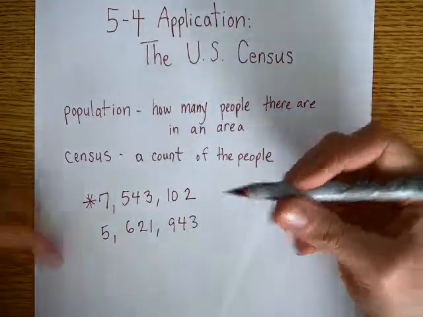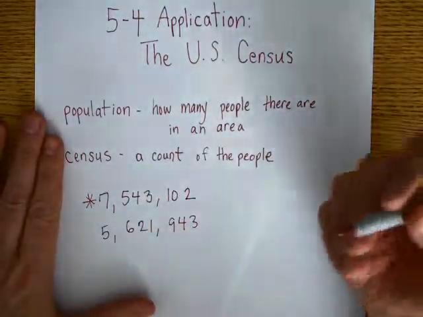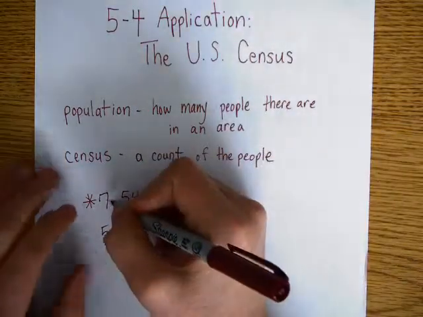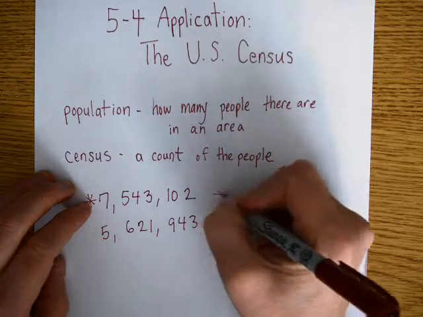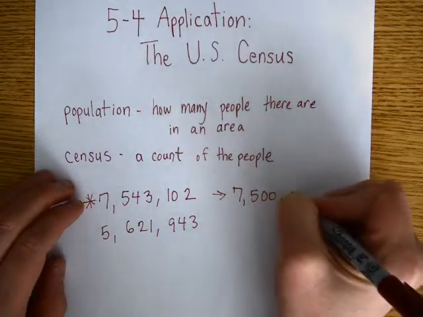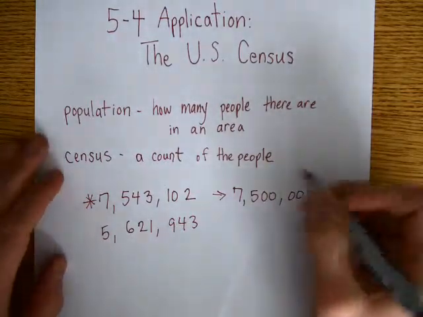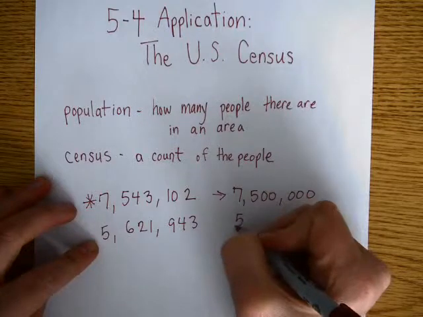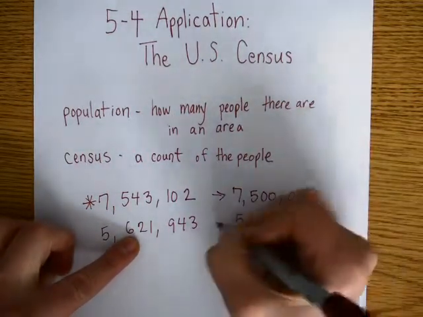We want them to be able to round these numbers to easier numbers. So looking at all of this, we want kids to be able to say, well, let's see, 7,543,102, I'm just going to round this to 7 million, let's say 500,000. So rounding it to numbers that have mostly zeros on the end. Or maybe 5,600,000 when they look at this. So it's much easier to read, and it's rounding.